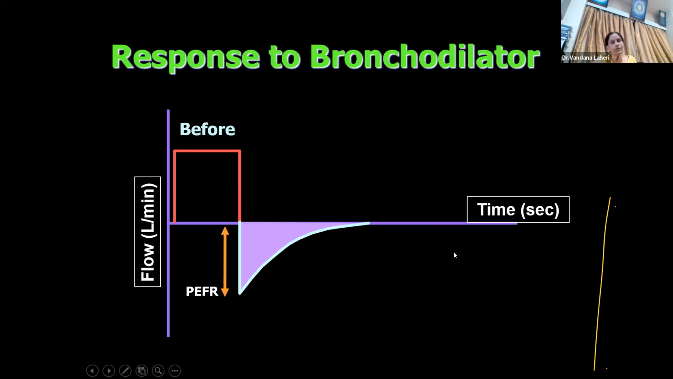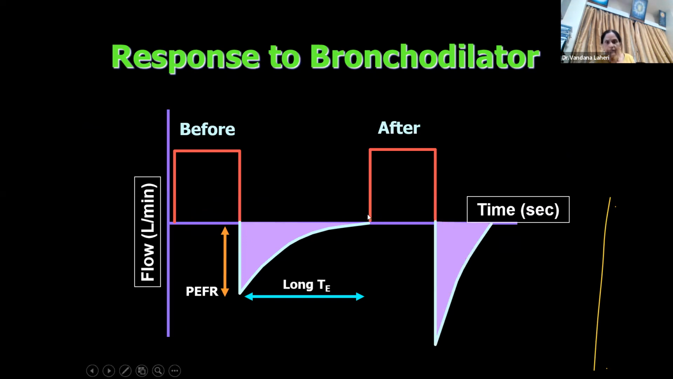Now, response to bronchodilator you can see on flow graphics. Here is the peak expiratory flow rate. This is a long expiratory time. After giving bronchodilator, you can see the peak expiratory flow rate increases. There is a shorter expiratory time. Flow falls to zero, expiratory flow very fast.